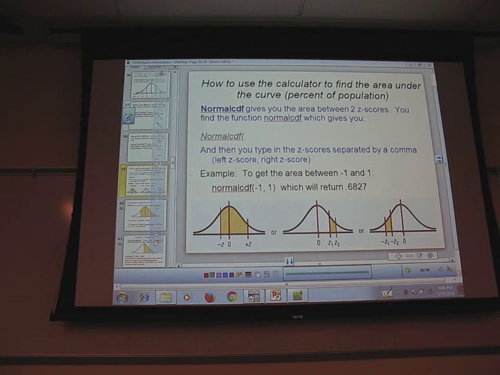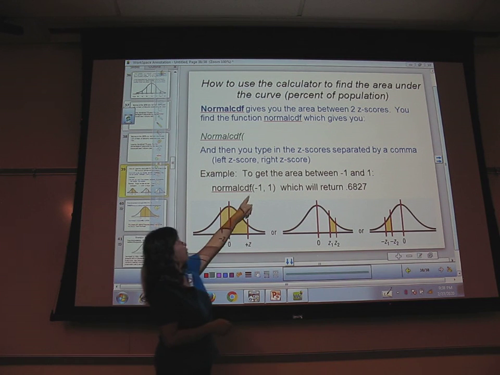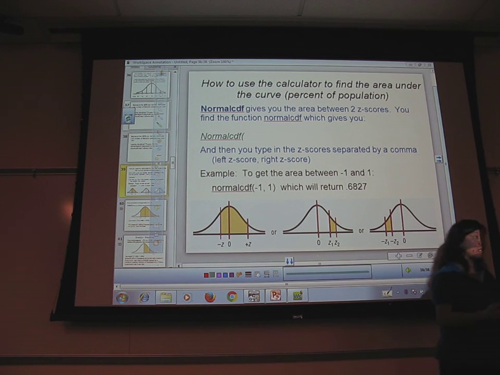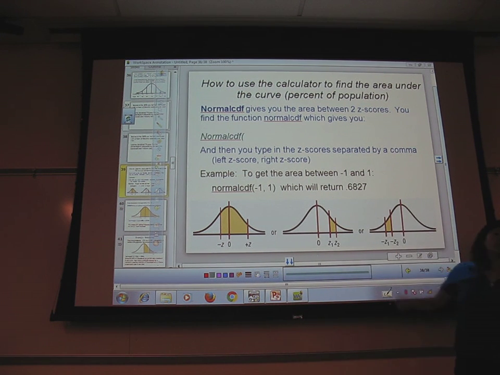How to use the calculator to find the area under the curve, the percent of population. Normal CDF gives you the area between two z-scores. You find the function normal CDF, and then you type in parentheses the left z-score, comma, right z-score. Example, to get the area between -1 and 1, normal CDF, parentheses, -1, comma, 1, which will return 0.6827. It should be about 68%, right? 0.6827, something more than 68%. So that's what you do.